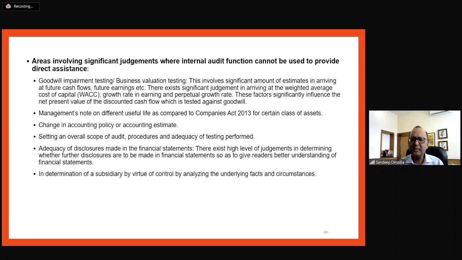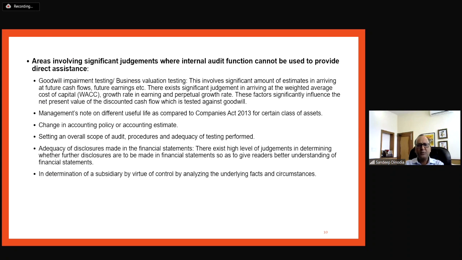There exists significant judgment in arriving at the weighted average cost of capital, WACC, the growth rate in earnings, and the perpetual growth rate. These factors significantly influence the net present value of the discounted cash flow, which is tested against goodwill. So here, where significant decisions are to be taken and judgments are involved, we should not rely on the internal auditor, but do our own processes and apply our own mind, as ultimately we are responsible for the financial statements.